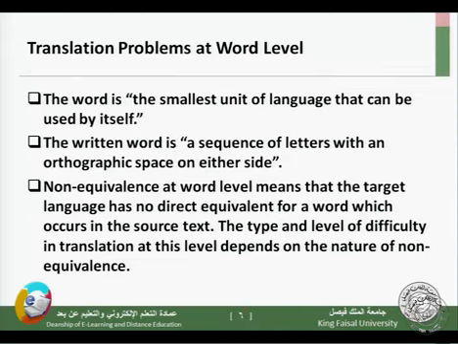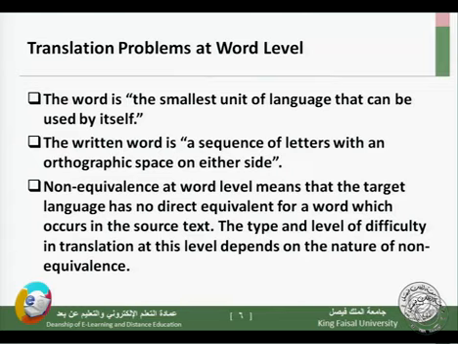Another definition of a word, they say, is a sequence of letters with an orthographic space on either side. It means a word is written here, on paper, and you can see it. Okay? A sequence of letters. Come, C-O-M-E, four letters. Sequence: 1, 2, 3, 4. Okay? This is what it means, really.